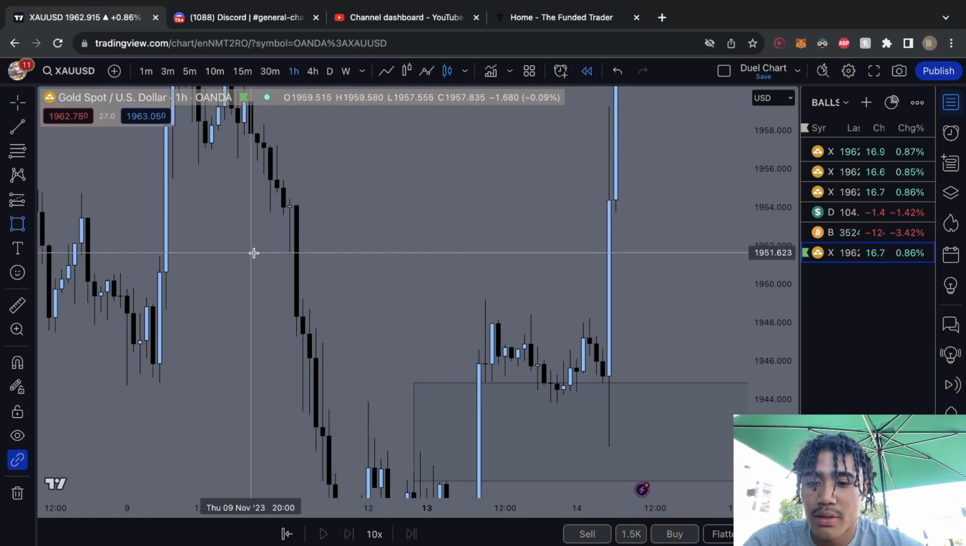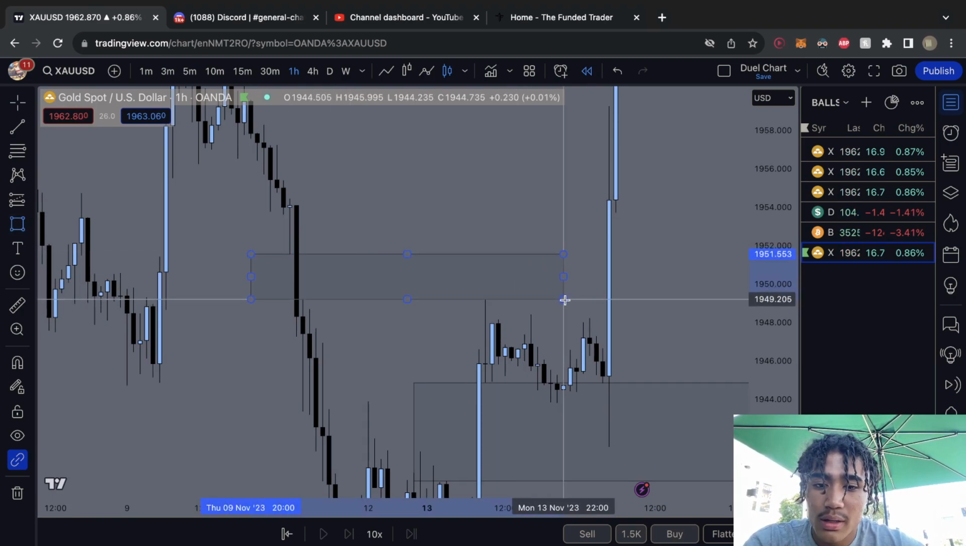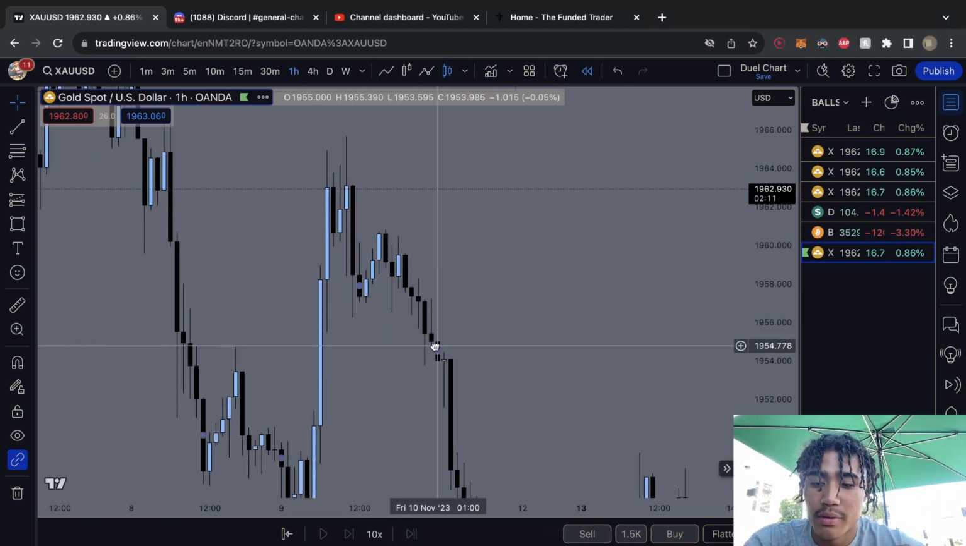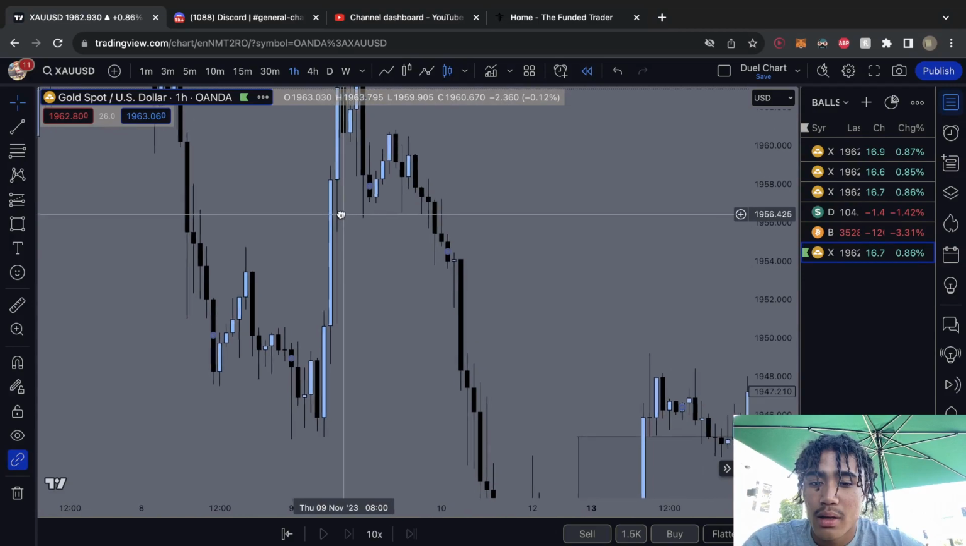This imbalance right here, this hourly imbalance, is still valid. Why? Because price did not close above it. Right here.